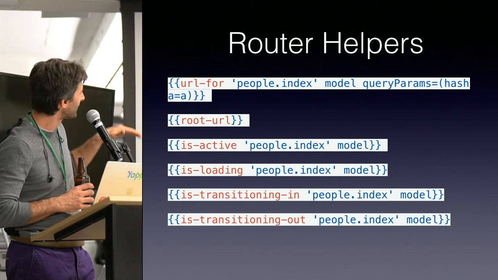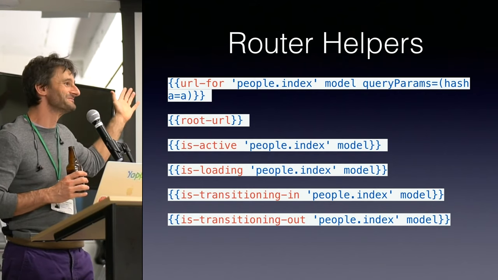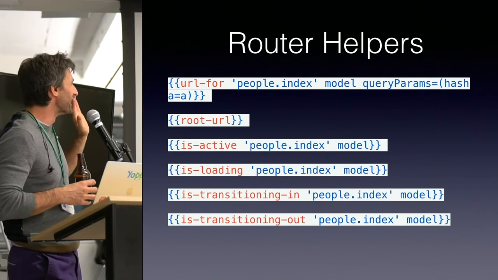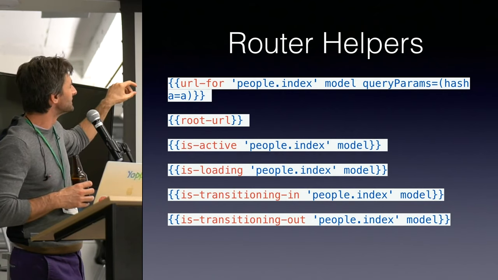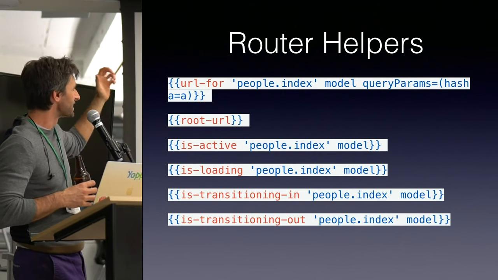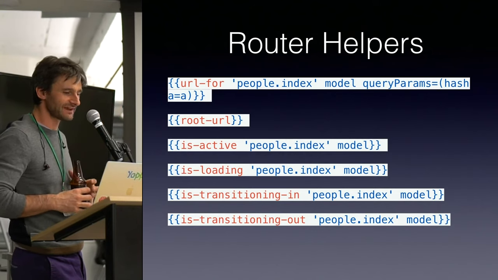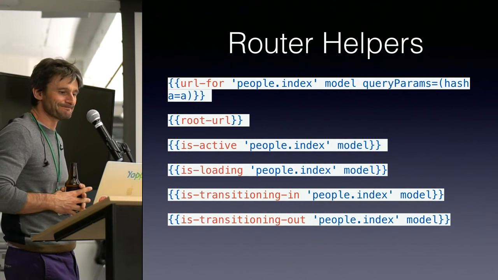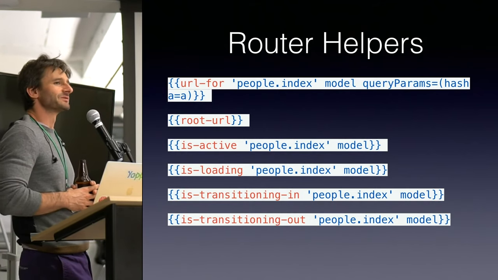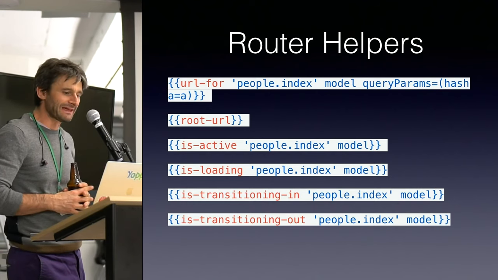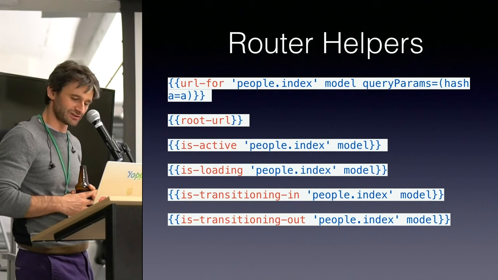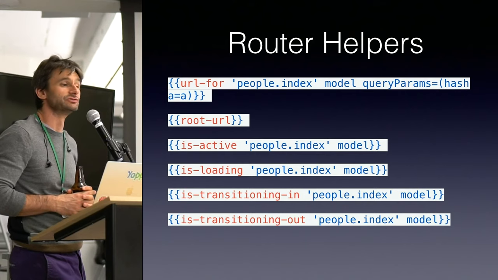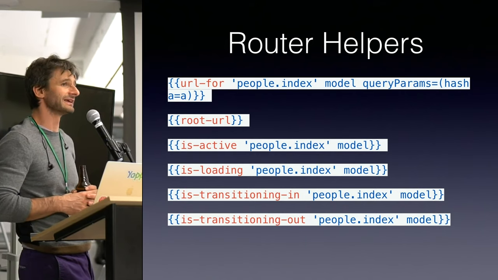I really love how these are ordered positional parameters. Trolling. Although I don't mind it, but I am trolling. I believe the RFC contemplates options for using names for these as well. Root URL is what it sounds like. Root URL for the app. Is-active, is-loading, is-transitioning-in, and is-transitioning-out are helpers that produce the Boolean value that you could use to display the CSS classes that link-to automatically gets on it.